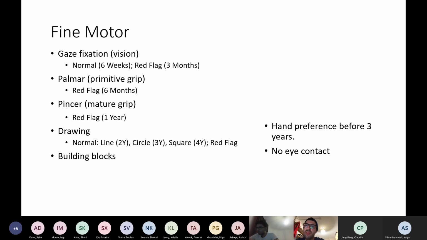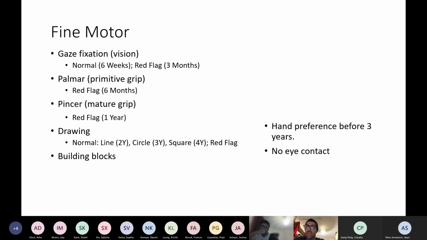So fine motor is what we're talking about. So you have different grips. First of all, when they're born, they should have gaze fixation. Basically that means that when you make noises or you interact with them, they're looking at you. You know, babies have that big wide-eyed look about them, like they've just been startled. That's them gazing at you whilst you're talking. That's normal from 6 weeks. If they're not doing that at 3 months, it's a red flag.